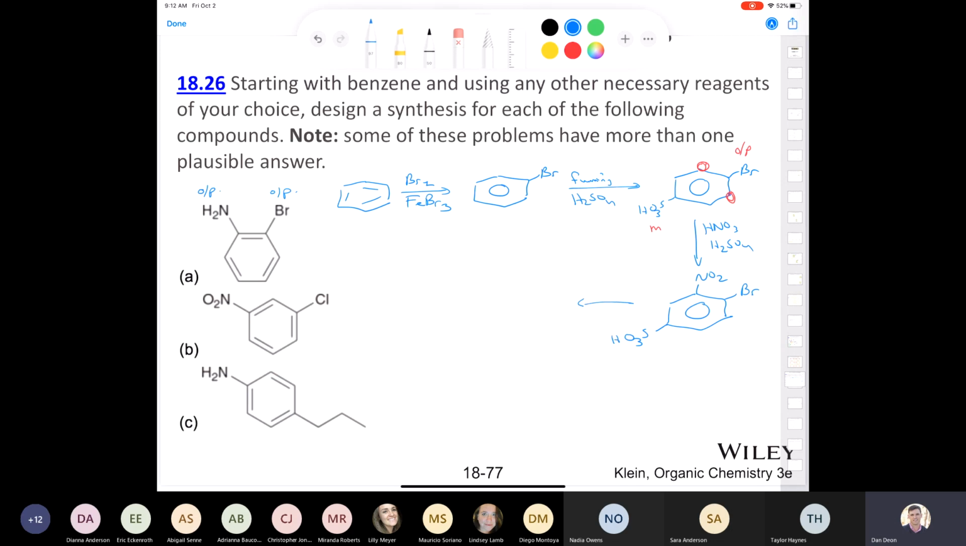Now it's just a matter of removing the sulfonic acid with dilute sulfuric acid so that we end up with the ortho substituted nitro group and bromine. And then in the last step, you're going to treat that with iron or zinc and HCl in the first step. And then you have to treat that with aqueous sodium hydroxide like that.